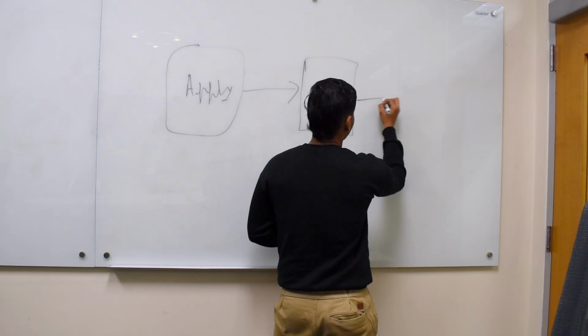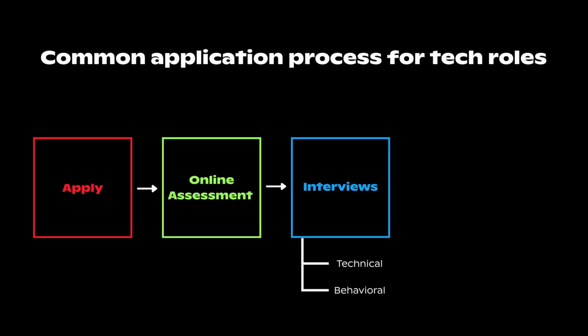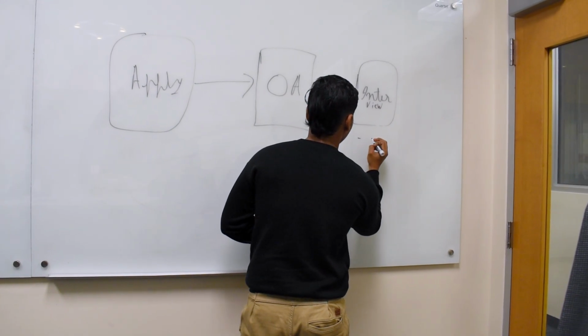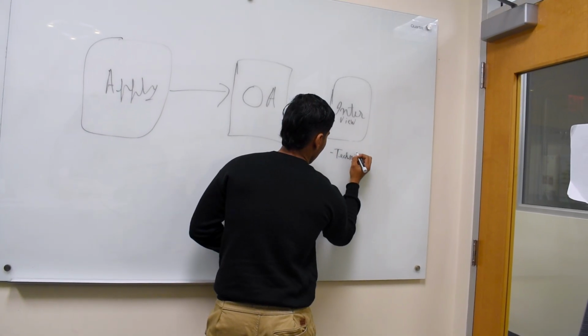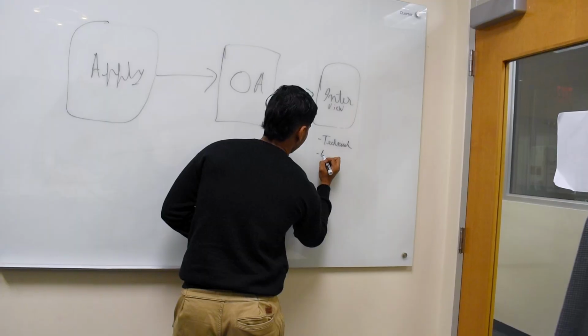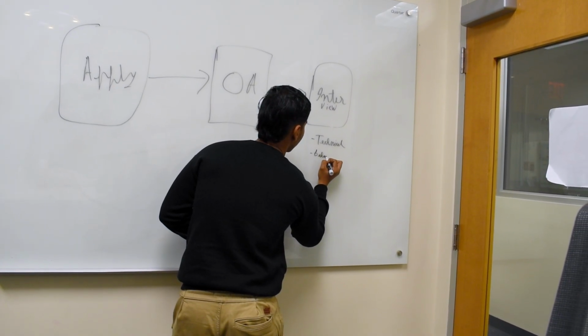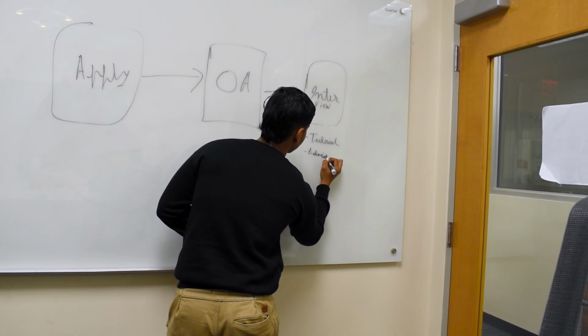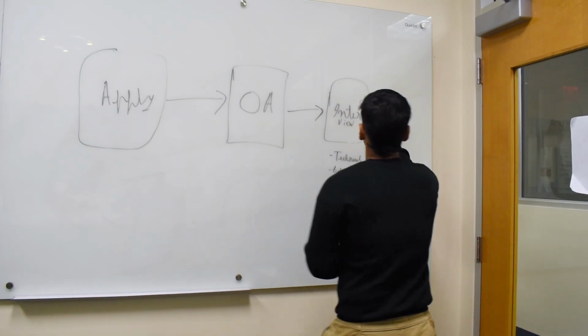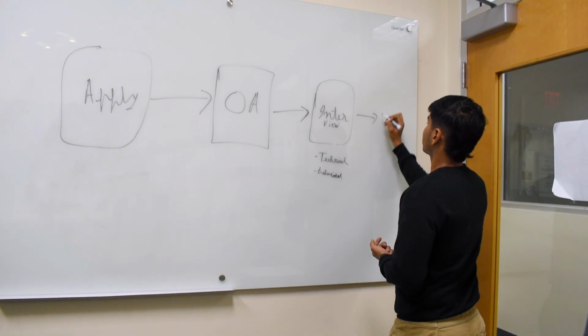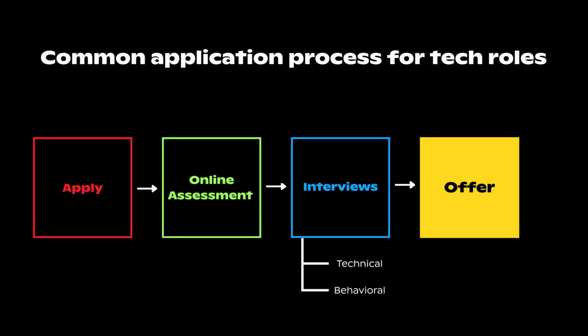The third step is getting an interview. Now, there are 2 types of interviews. The first one is a technical interview, and the second one is a behavioral interview. We'll go more into depth on what these interviews are. The fourth part of the process is getting an offer. If you do well in the interview, you end up getting an offer for the internship.